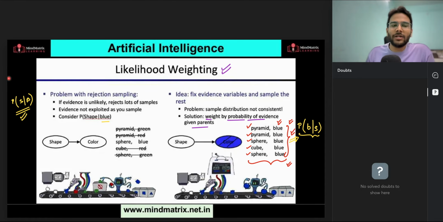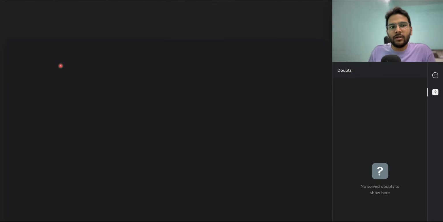But before that, you need to understand the concept of what we are trying to do. Basically we are using this weight by probability of evidence given parents. That means probability of blue given shape here. We can also write it like this: for the first one, there will be some weight, let's say weight 1, and how we find it, let me write it on the next slide.